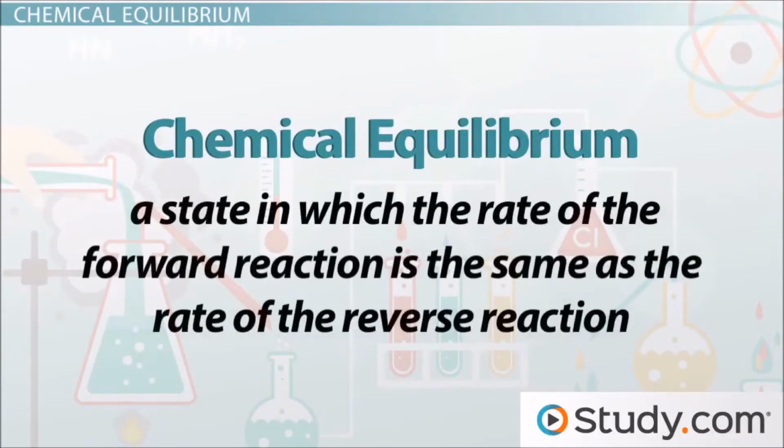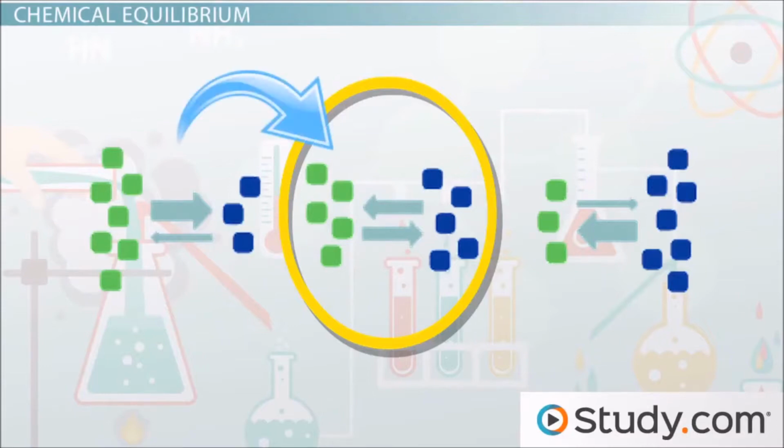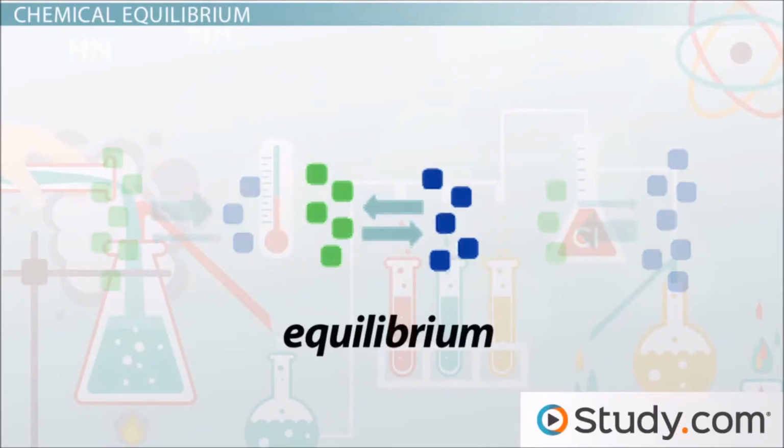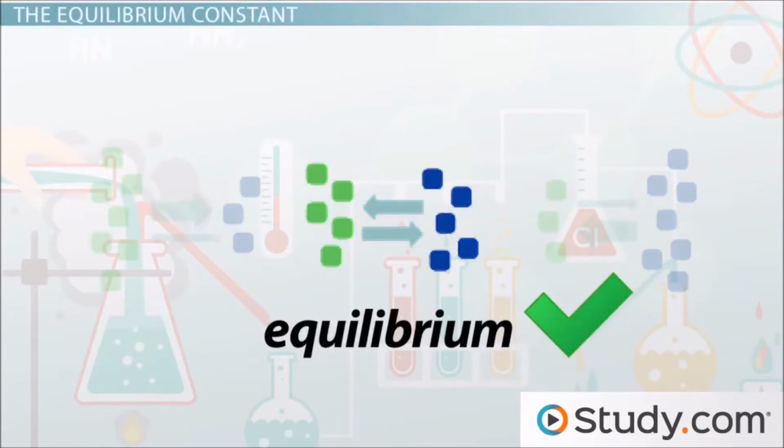A chemical equilibrium is a state in which the rate of the forward reaction is the same as the rate of the reverse reaction. In our example, this means that after a certain period of time, the concentrations of species A and B will reach a stable state in which just as many A molecules will be turning into B molecules as B molecules turning into A molecules. In other words, the reaction will reach equilibrium, which could be maintained indefinitely if all factors, such as temperature, remain the same. Knowing this, you can now understand the next part of equilibrium as it relates to chemistry.